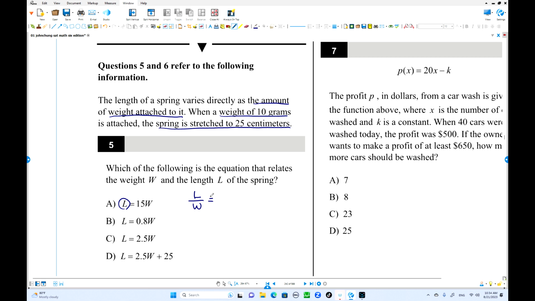This is what direct variation is: a constant. This one will be constant. So we're gonna find the value of K, okay, using this over here. 10 grams, L is 25. So 25 over 10, K equals 2.5. Okay, so using this one, you can set up the equation: L equals 2.5 times W. Okay, so choice C is the answer. There is a direct variation.